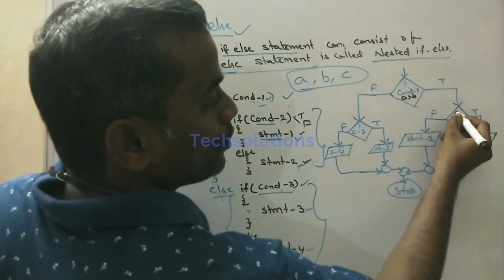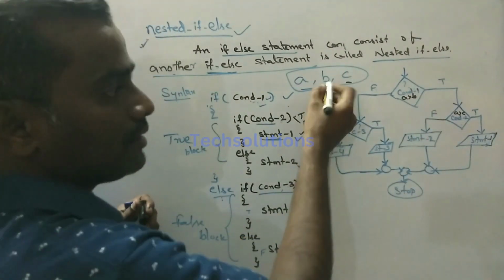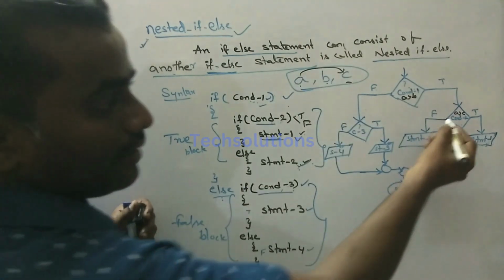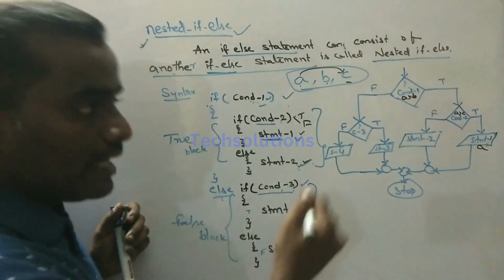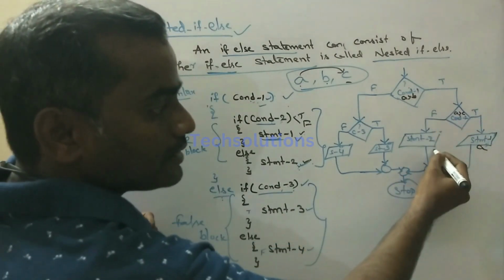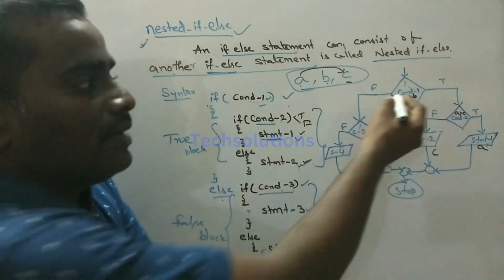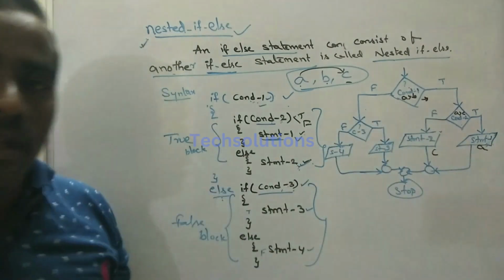In condition 2 I can put the condition A greater than C. Why? Because the next number is C. B is smaller than A, so I can compare A and C. If this is also true, I can say A is the biggest. In case it is false, I can say C is the biggest. Whenever A greater than B is true, either A or C will be the biggest.